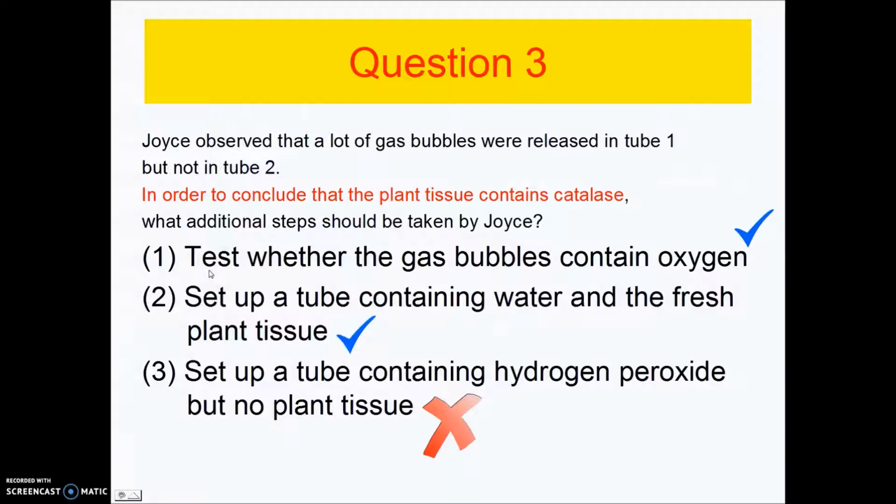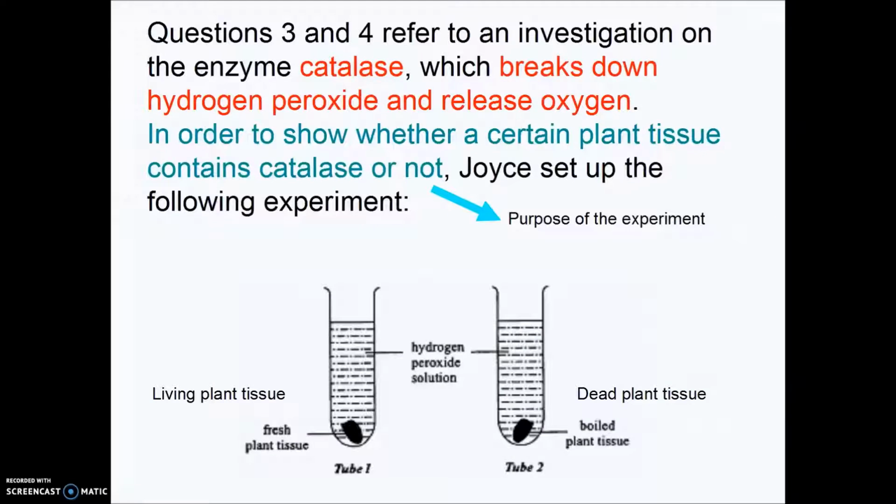And for option 2, we need to set up a tube containing water and the fresh plant tissues. This option is based on an argument and challenge from others. So let's take a look at test tube 1. Fresh plant tissue in the hydrogen peroxide solution. Probably someone will challenge you that the oxygen bubbles releasing is not due to the hydrogen peroxide solution.